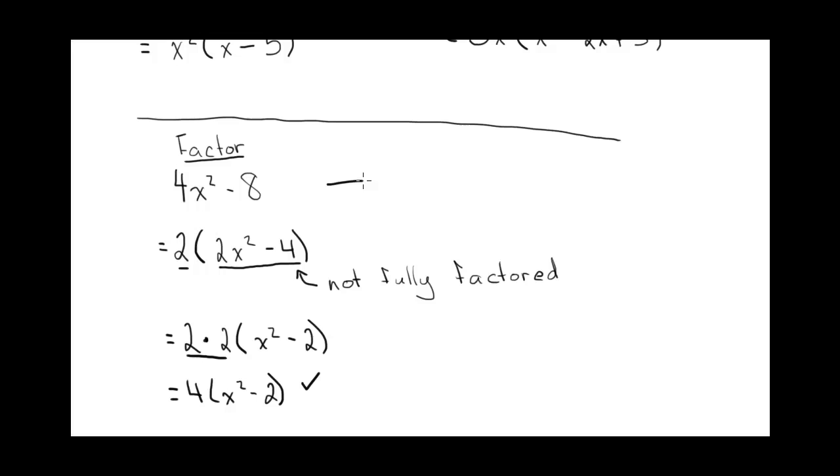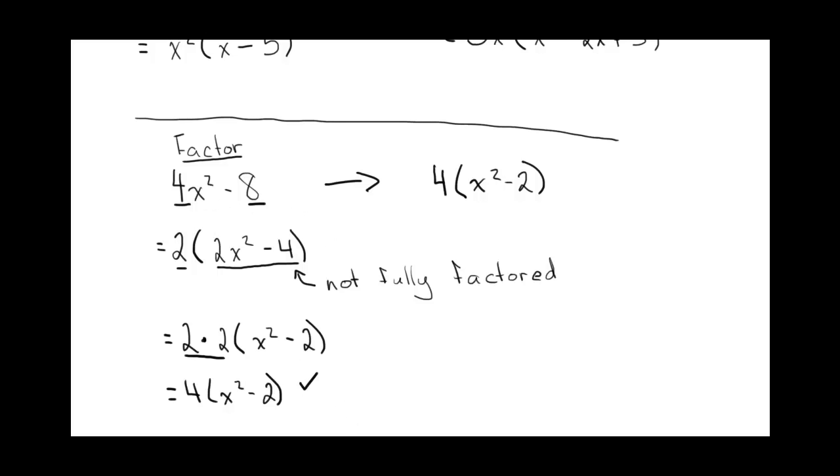Or, it would have been better if you had just recognized that 4 is a common factor to begin with, and then just written 4 times (x squared minus 2). There, you do it in one step rather than 3. So it's very important that you always take the greatest common factor rather than just the first factor you recognize.